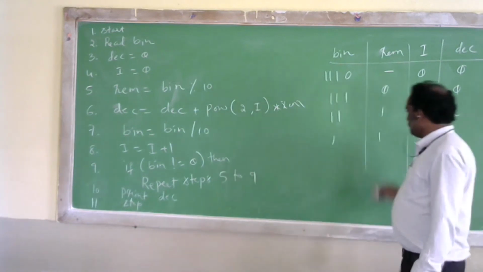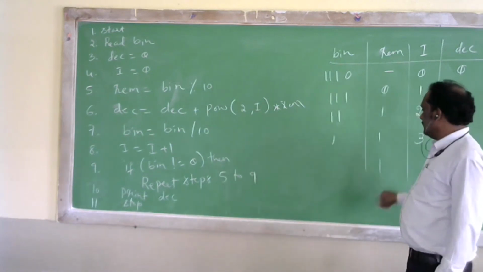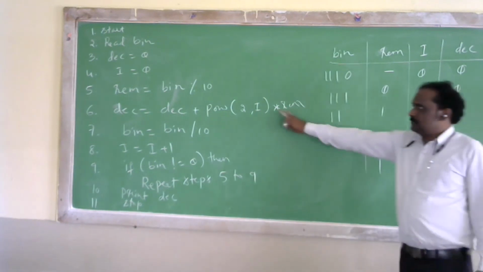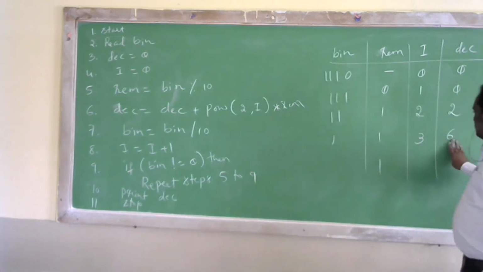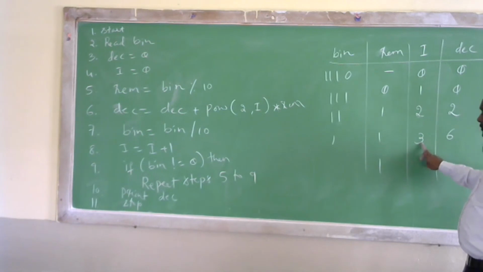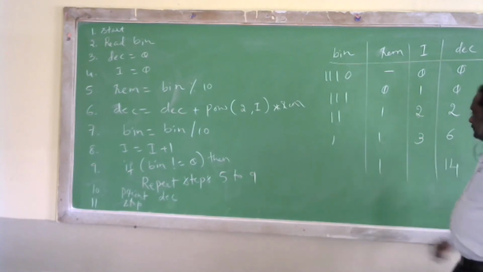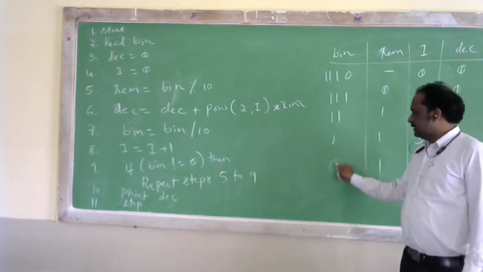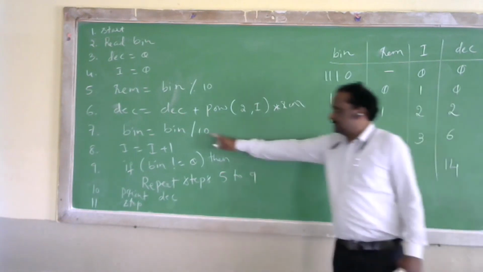Repeat step 5. So remainder. What is the remainder? Remainder 1 modulus 10 is 1. Now again use this formula. Decimal is equal to decimal plus 2 power I. 2 power 3 is 8. 8 into 1 is 8. 6 plus 8, 14. Now binary is equal to binary divided by 10. Now binary has become 0.